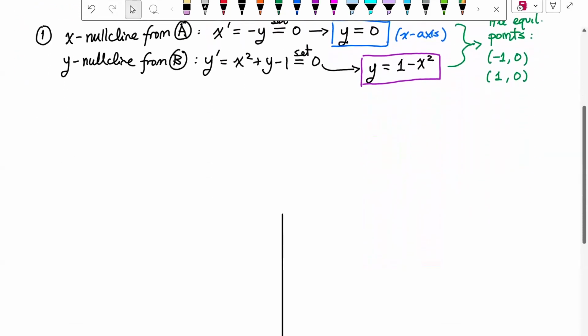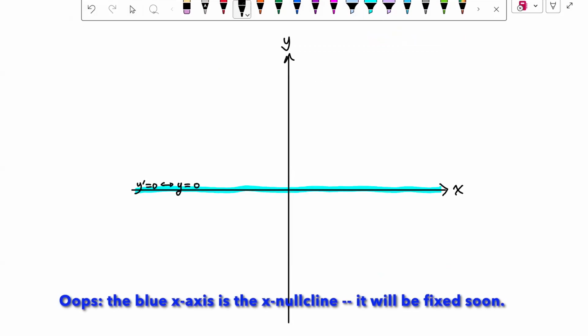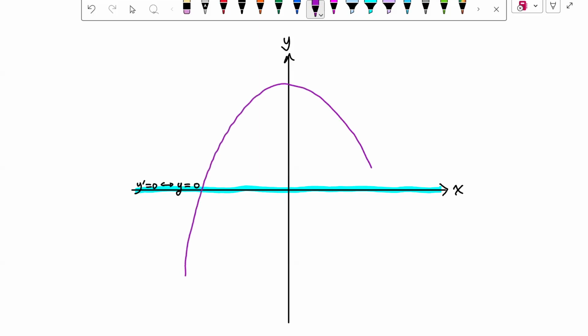But let's first plot these nullclines. Remember, our first nullcline was y equals 0, and so I will highlight the x-axis. The y nullcline was given by the curve 1 minus x squared. That'll look something like this. Notice that when I look at the intersections of the x nullcline and the y nullcline, those are exactly the points we predicted, (-1, 0) and (1, 0).